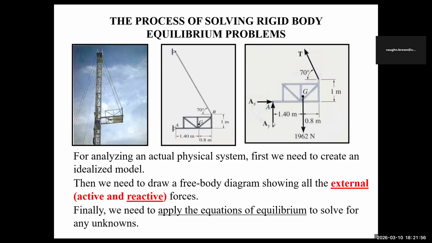Back to this system here, we said that it is actually a physical system. First, you need to create some ideal model, and then we need to draw a free body diagram for the system. You can see the free body is being drawn from here. And here we can now apply our equilibrium equations, and we're going to solve for some unknowns in the system. That's typically what we do.